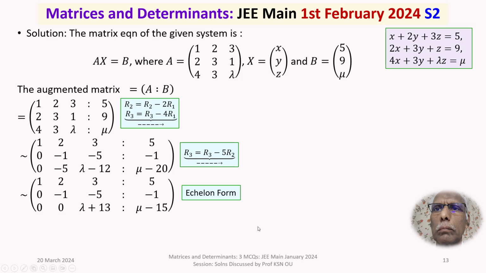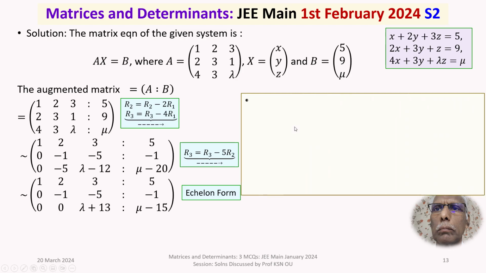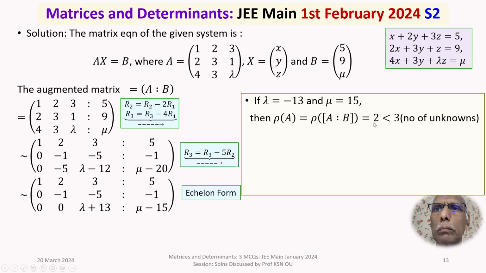Now we don't discuss all the cases. We discuss only the case when the system has an infinite number of solutions. Now let us see, if lambda is equal to minus 13, then this will be 0. The rank of A is 2. Mu is equal to 15. This is also 0. Then the rank of the augmented matrix is also equal to 2. Then rank of A is equal to rank of AB, which is 2.